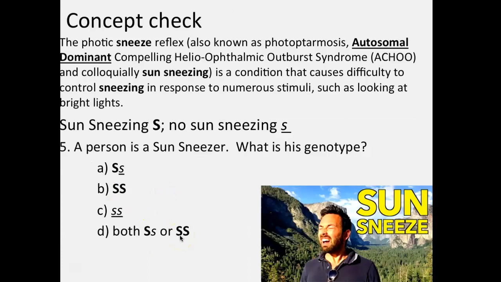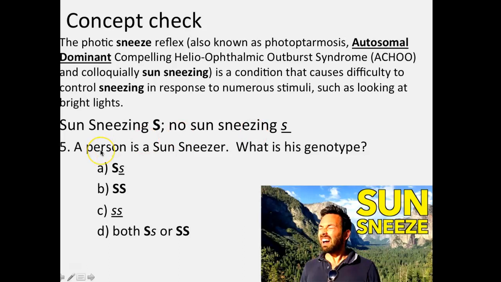Let's see if we can answer this. This is actually true. There's something called the photic sneeze reflex, also called photic sneeze, autosomal dominant compelling helio-ophthalmic outburst syndrome, or ACHOO. Sun sneezing is a condition that causes difficulty controlling sneezing in response to numerous stimuli, such as looking at bright lights. So the allele for sun sneezing, if you look at the sun, it makes you sneeze, is a dominant big S. No sun sneezing is a lowercase little s. A person is a sun sneezer. What is his genotype?